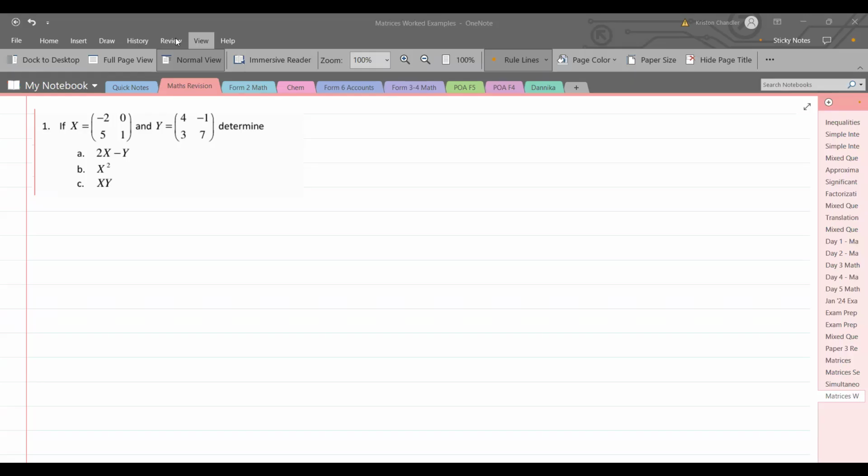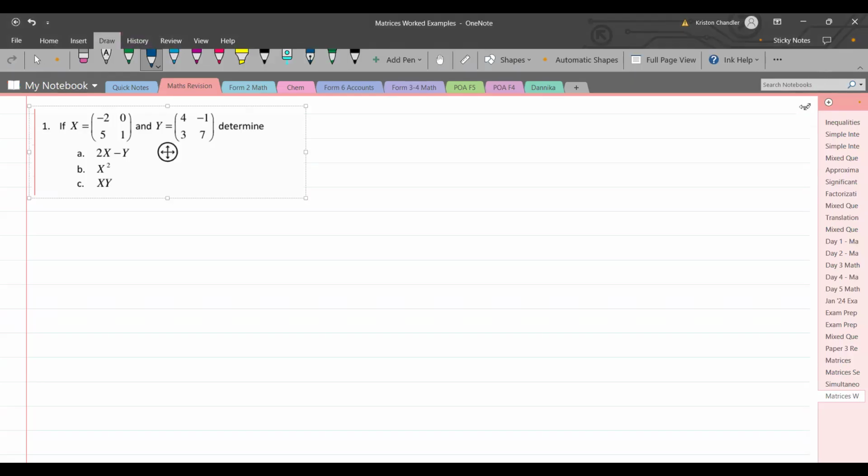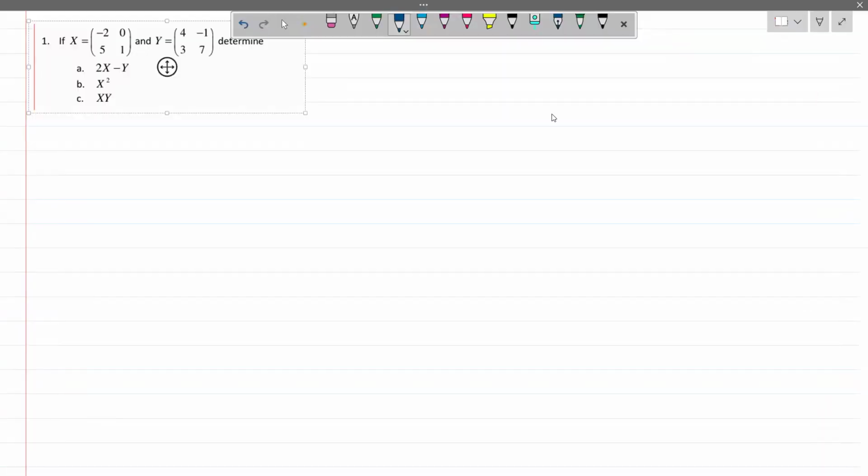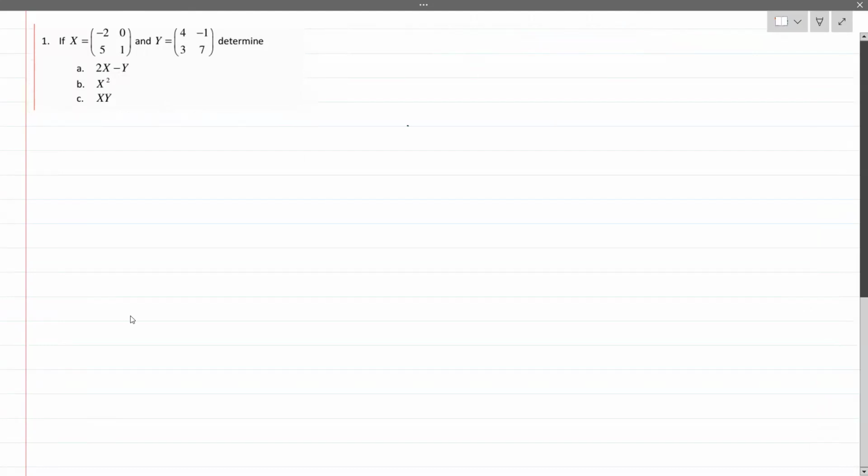Right. So we're looking at some matrices questions involving different types of operations. You could do the matrices. So we have here x is equal to [[-2, 0], [5, 1]], y is equal to [[4, -1], [3, 7]]. They want us to determine the value of 2x minus y, right?